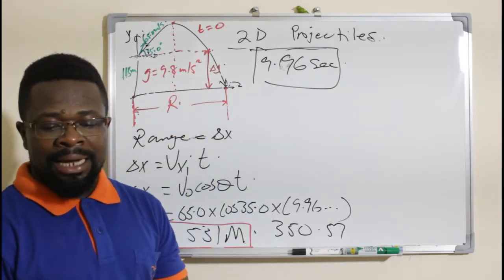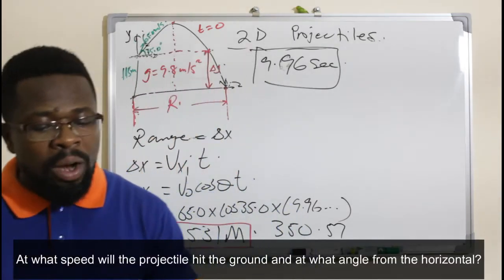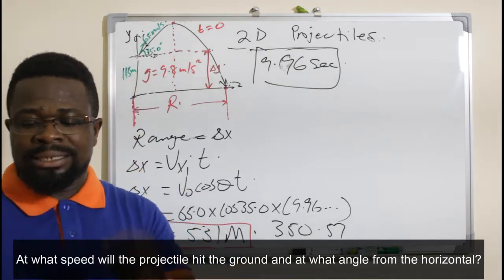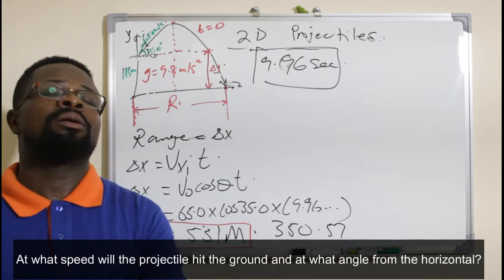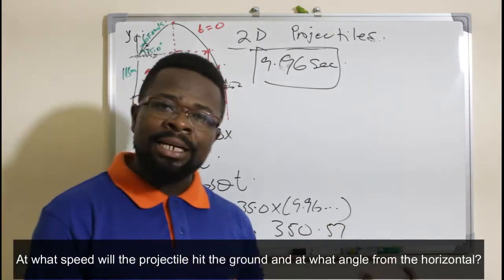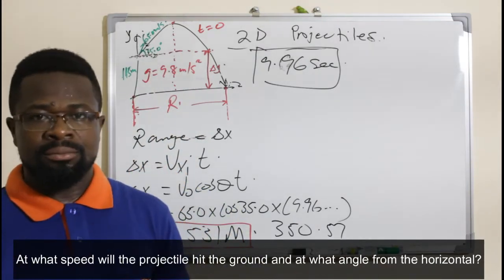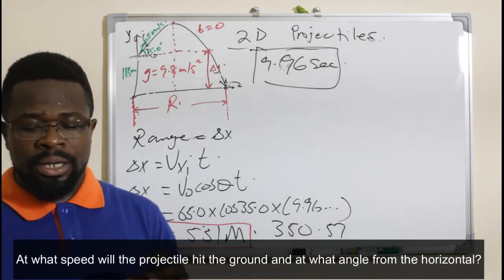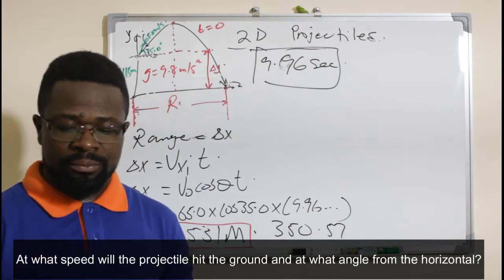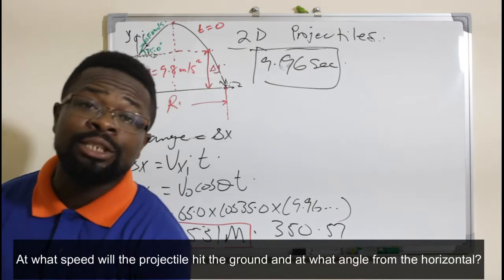The next question is asking, at what speed will the projectile hit the ground, and at what angle from the horizontal? So here we are looking for the magnitude of the velocity, as well as the direction in which it is going to go. So we're looking for both magnitude and the direction. If I'm looking for the magnitude and the direction, what do I need to do?